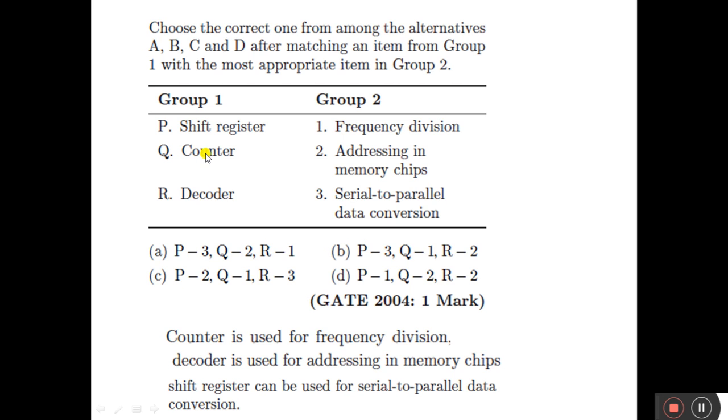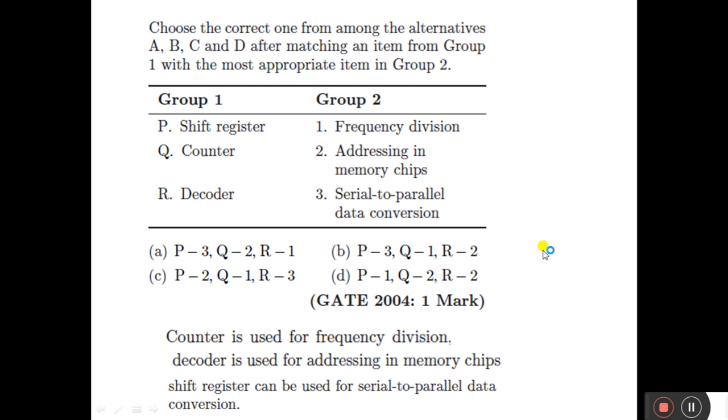Next one, counter. The counter is used for frequency division. So Q corresponds to 1. So maybe this is our correct answer, without checking the third one. And decoder is used for addressing memory chip. So R can be matched with 2. So option B is correct. Shift register for serial to parallel data conversion, counter for frequency division, decoder for addressing in memory chip. So answer B is correct.